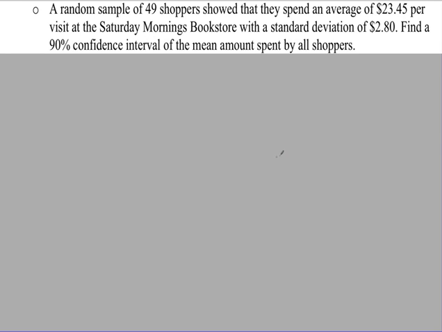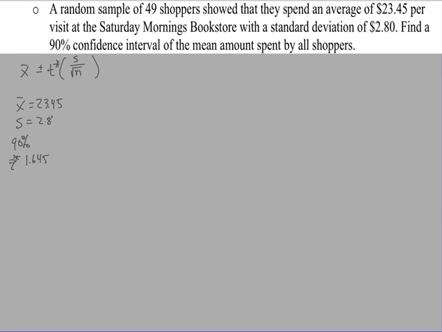Okay, so let's do the last one. This is a 90% confidence interval, so it's very similar to the formula before, but instead of the Z's, I'm going to be using the T's. And instead of sigma, I'm going to be using S because sigma is unknown. So 49 shoppers, their average was 23.45, and the standard deviation from the shoppers was $2.80. Find a 90% interval.